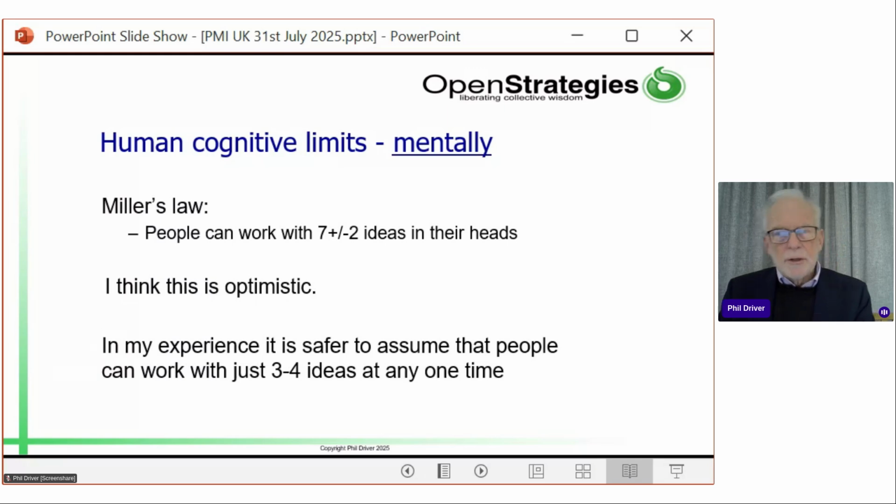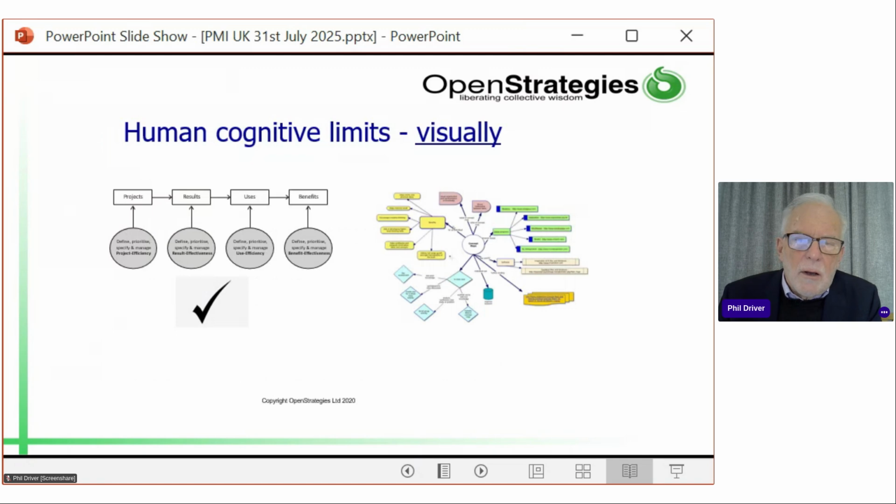And it was interesting during the COVID pandemic that governments all over the world typically only put out 3 messages, like get vaccinated, wear a mask, and stay 2 meters away from everybody. So they figured that 3 messages was about what most people can cope with if it's verbal. But what about if you've got a diagram? What can people cope with visually?